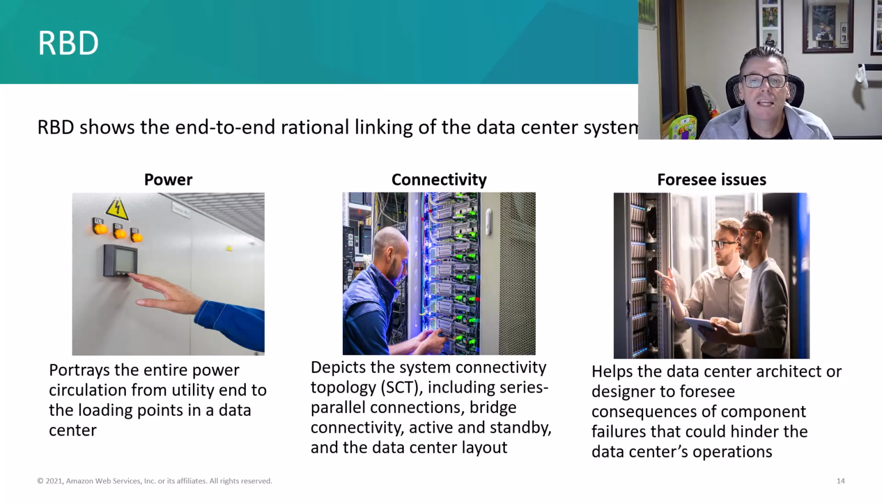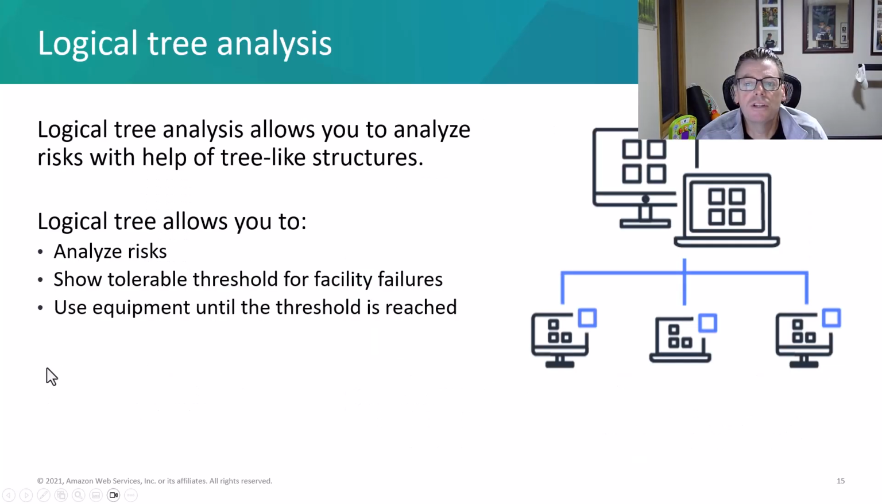RBD is going to show the end-to-end linking of data center systems. So for example, it might show you the whole power system, the whole power circulation from the utility end until the power is actually consumed, the load point in the data center. From a connectivity standpoint, it's going to show us the topology of the entire system, where all of the connection points are, and with these RBDs, it can help us foresee some component problems that could be an issue in the operation.